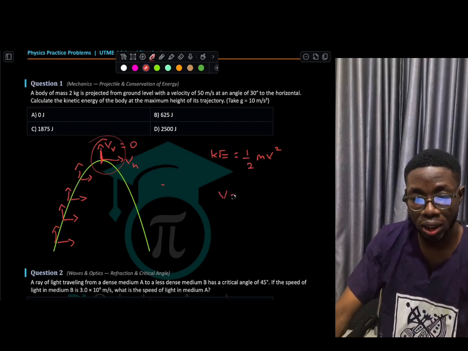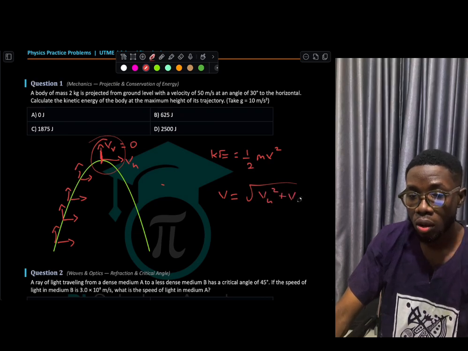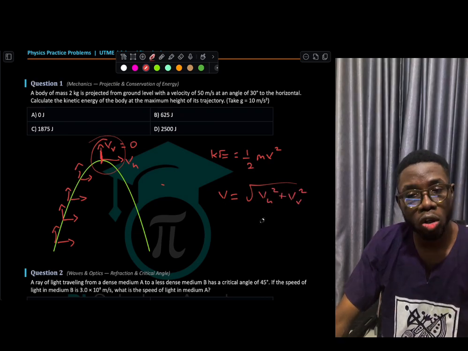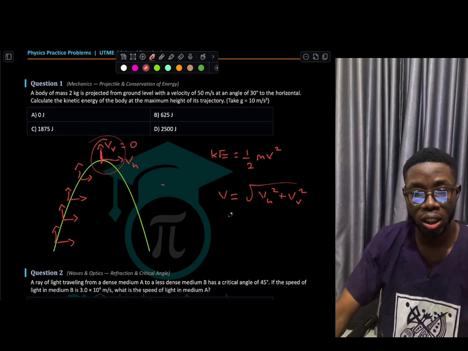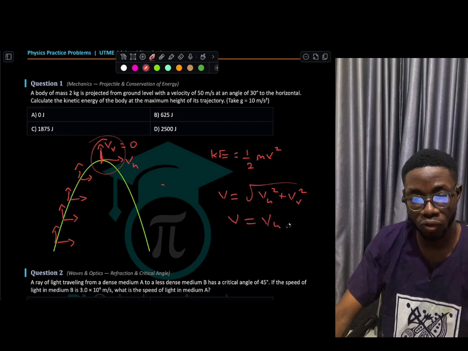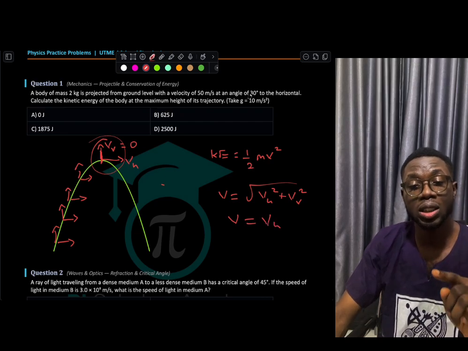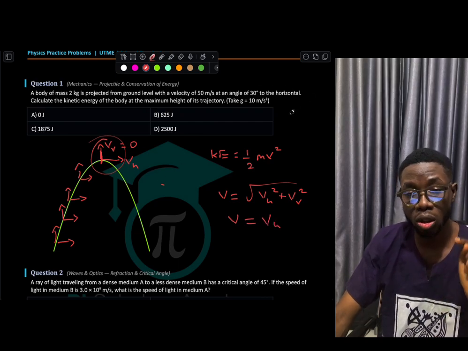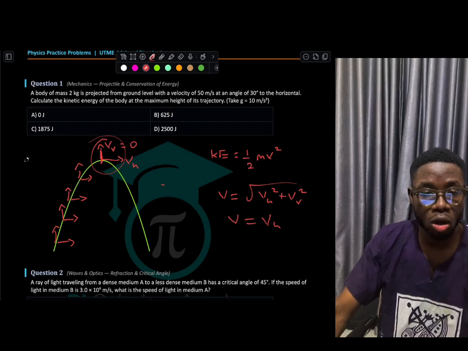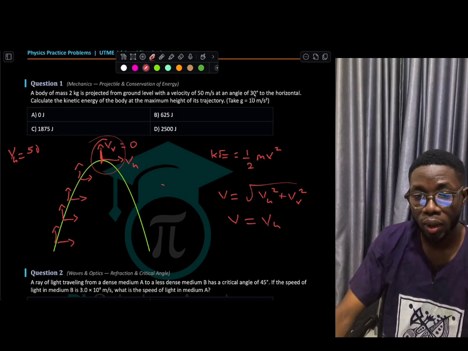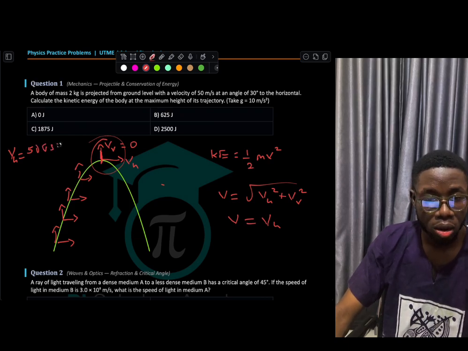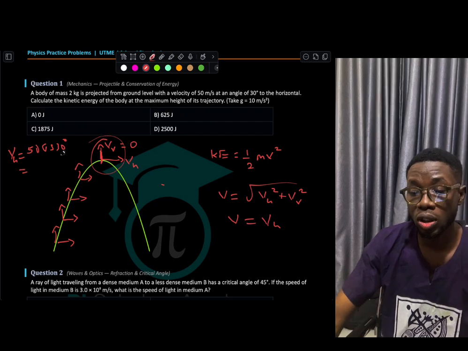The magnitude of velocity is the square root of v horizontal squared plus v vertical squared. But we are lucky in this case because at maximum height, v vertical is 0. So therefore, the v we need is just the vh. For vh, since the angle of 30 degrees is made with the horizontal, the horizontal component of the velocity is going to be 50, which is the magnitude here, cosine 30 degrees. That will be 50 cosine 30 degrees.